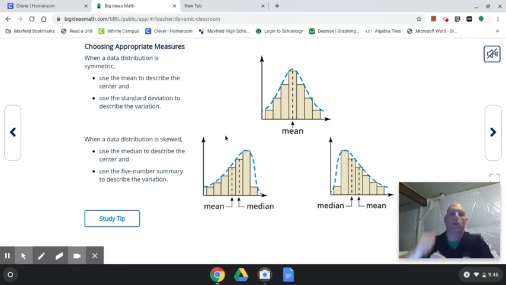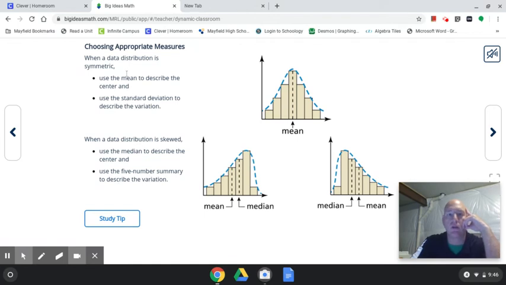Choosing appropriate measures. What this means is how do we measure the spread of the data? What's the best way to, one, represent all of the data with one number? That goes back to 11.1: mean, median, or mode. And then how do we discuss the spread of the data? That goes back to 11.1, standard deviation, and then 11.2, where we talked about our 5-number summary. And that's down here, okay?